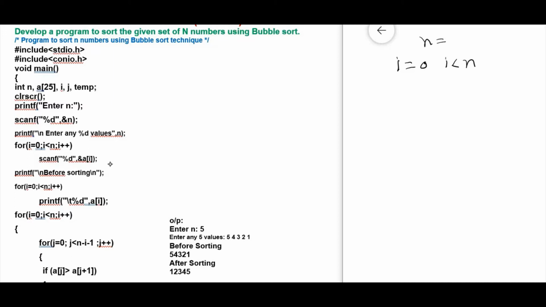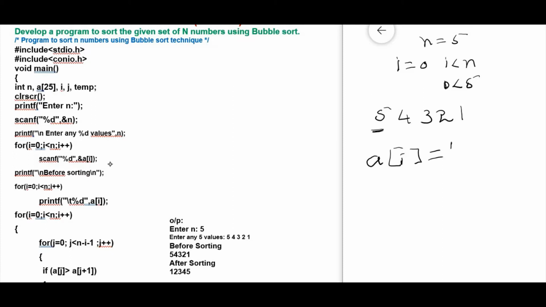Now n here is 5. Already the user has entered it as 5. So for the first iteration, when i is equal to 0, i is checked with 5. That is, 0 is checked with 5. Is it less than 5? Yes. If it is less than 5, it will perform scanf. The first value is scanned. What is the first value? The user has entered 5, 4, 3, 2, 1. So the first value is 5, and it is stored at the location A of i.